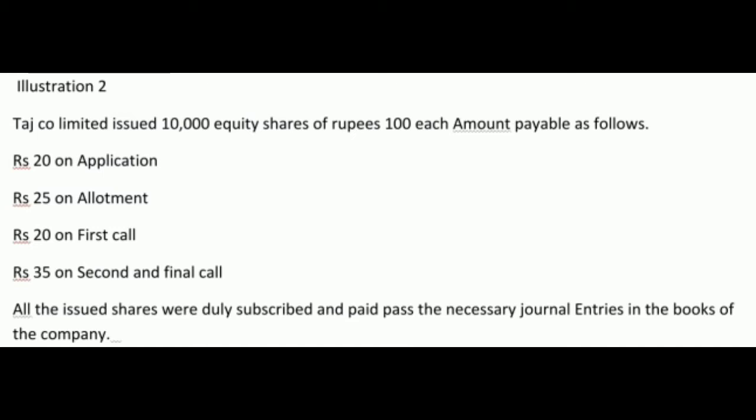Taj Company Limited issued 10,000 equity shares of rupees 100 each. Amount payable as follows: rupees 20 on application, rupees 25 on allotment, rupees 20 on first call, and rupees 35 on second and final call. All the issued shares were duly subscribed and paid. Pass the necessary journal entries in the books of the company. So this is the problem he has given.